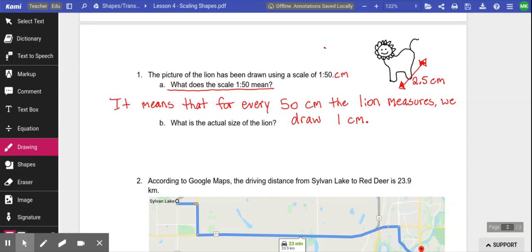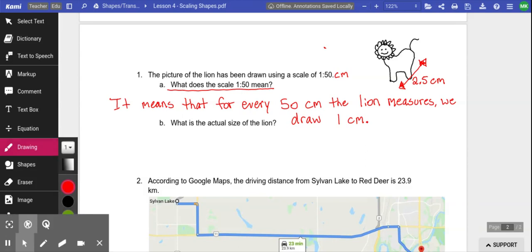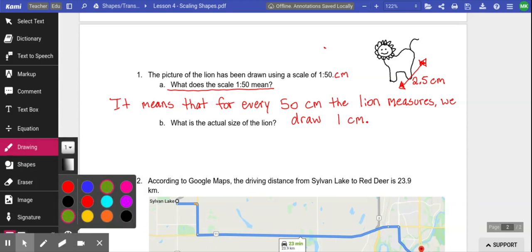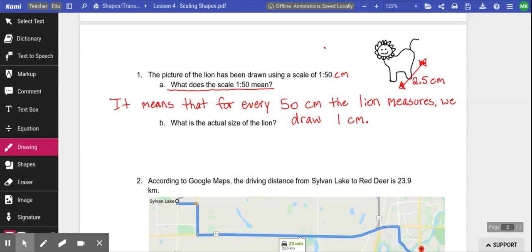Now I can answer my question. It says, so what is the size of the lion? To figure the actual size of this lion, there's a systematic way and then there's a kind of logical way. So maybe you can logically understand how these scales work. Maybe you're really good with scales and you can just answer and be like, oh, that actual lion is this long. Or maybe you need to have more of a process. I'm going to show you more of the process here.